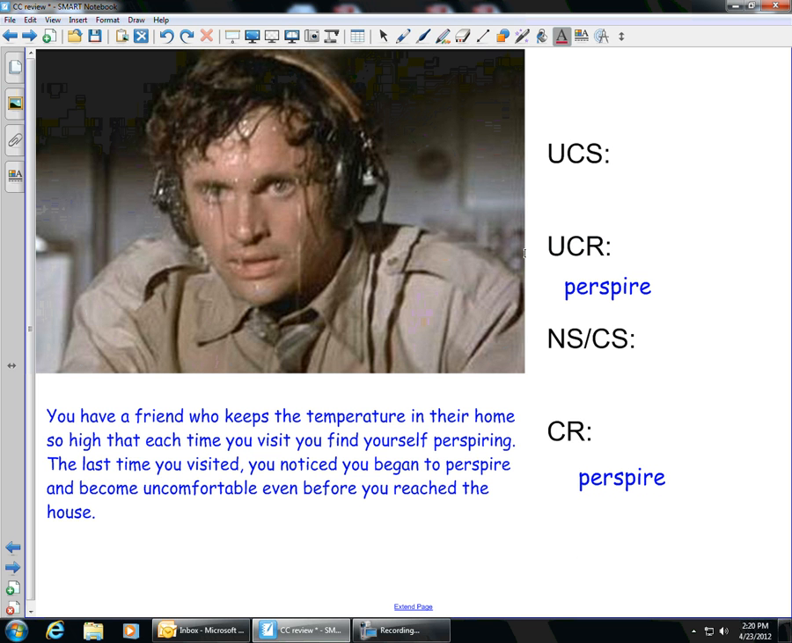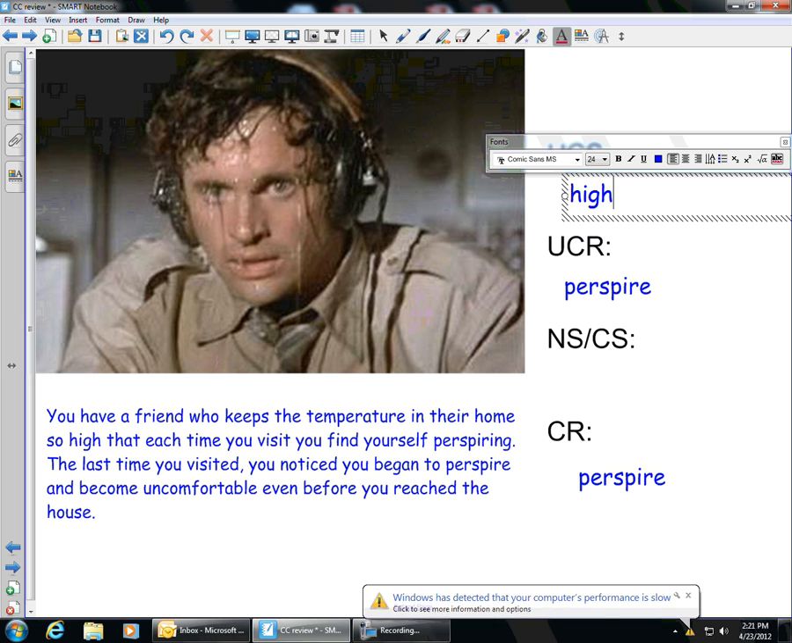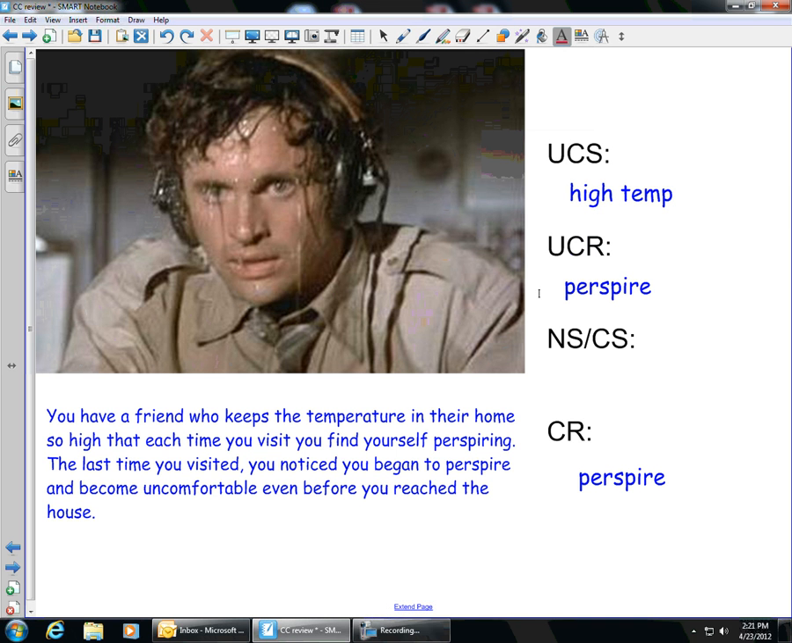And if we follow the same format we've been following all along, it should be the same unconditioned response as conditioned response. Okay, generally it's the same. What changes is the stimulus. So at first, the thing that is making you perspire, it says, is that the temperature in their home is so high. So anybody surprised that high temperature is going to make you perspire? No, that is an unlearned, untrained, very natural response to high temperatures.